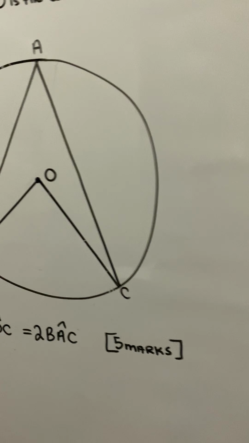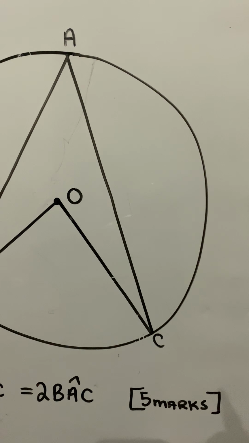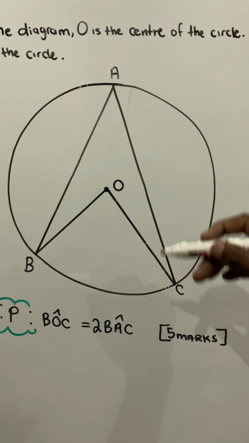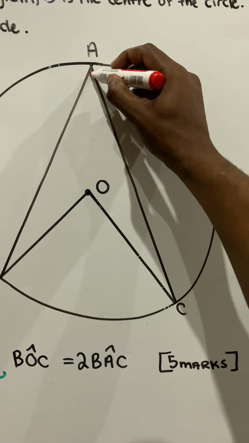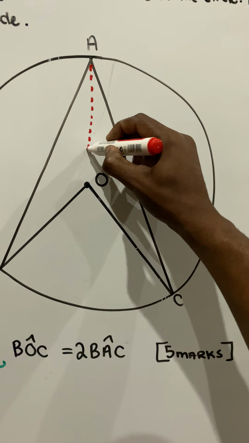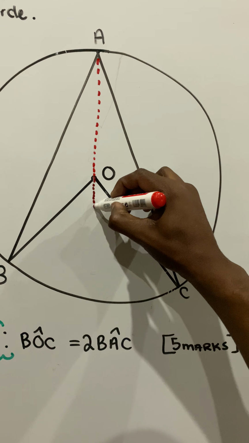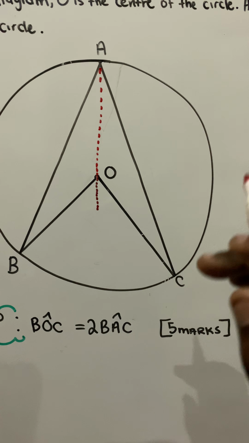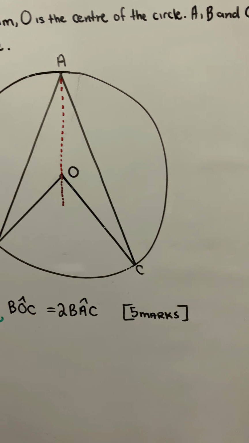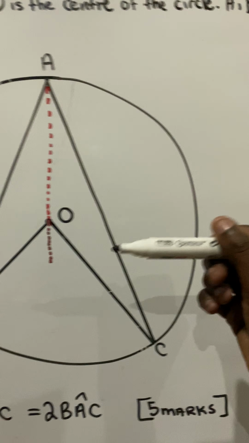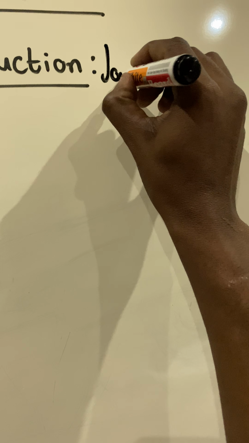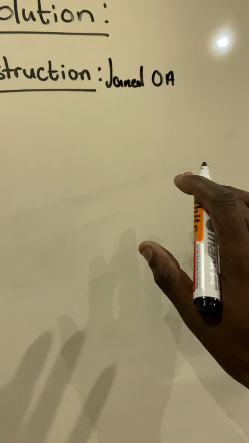And then obviously, just like any other proof, you must first make your construction. The construction for this type of proof is easy. You just make a line like this. You join AO and then you slightly go past it. I'm going to show you why. In your construction, you're going to tell them what you did: you joined OA or AO, however you want to conceptualize it.